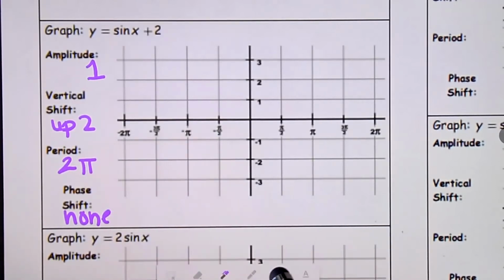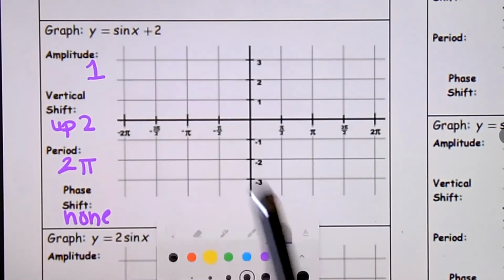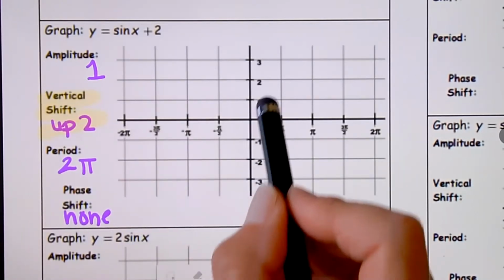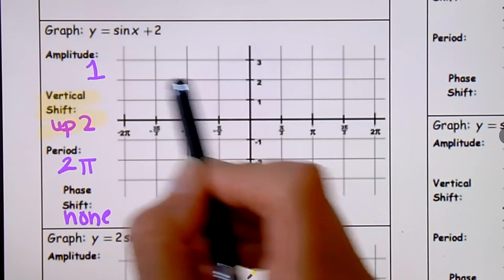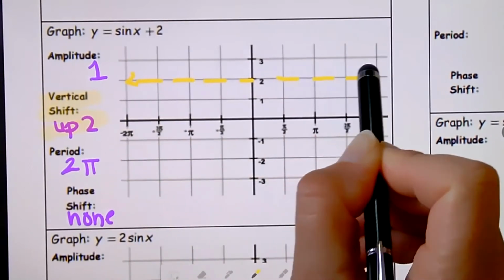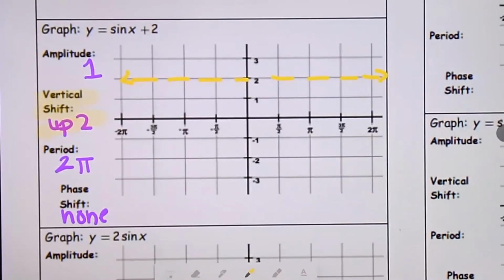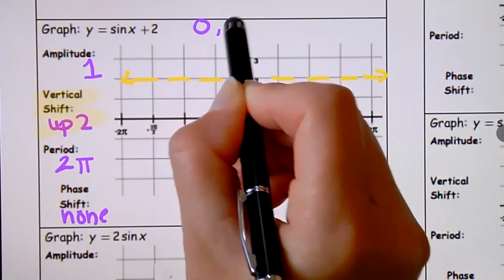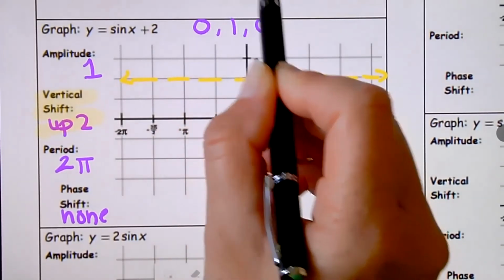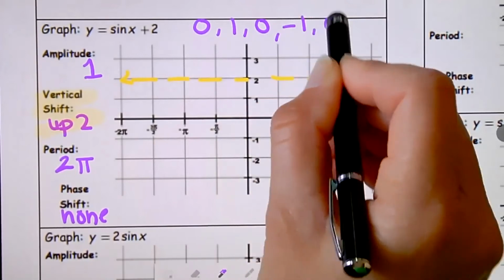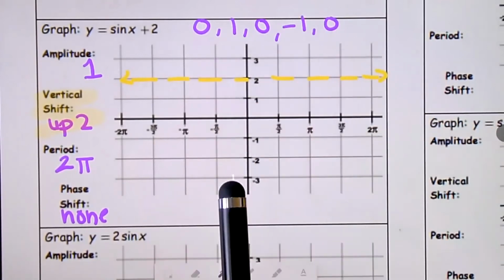So with this vertical shift, I like to always start by drawing that in. So I'm going to come here to 2, and I'm going to draw that in. That's where my zeros are going to be. Again, remember, we graphed 0, 1, 0. That was on the top half of the unit circle. Then we went back down to -1, and then we went to 0. Those are the numbers I'm graphing.